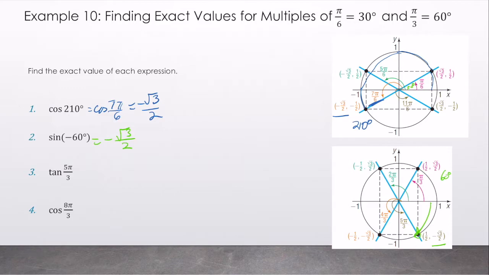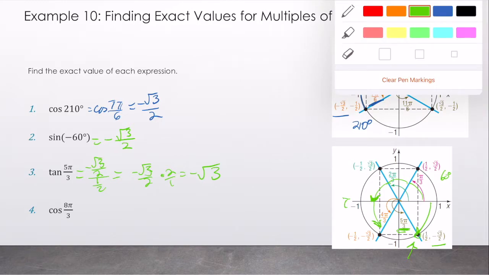Next, for tangent of 5 pi over 3, that's going to be this point right here. So I go 1 pi over 3, 2 pi over 3, 3 pi over 3, which is just pi, 4 pi over 3. So I end up again at the same point. Tangent is my y value over my x value. So I get negative square root of 3 over 2 times 2. So I get negative square root of 3 as my exact value.